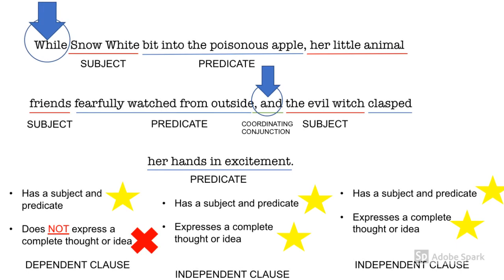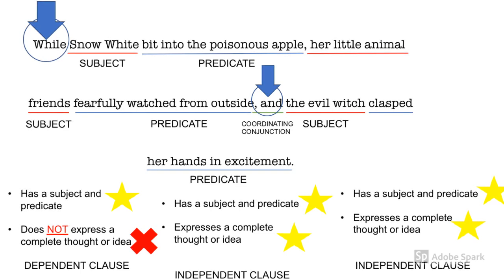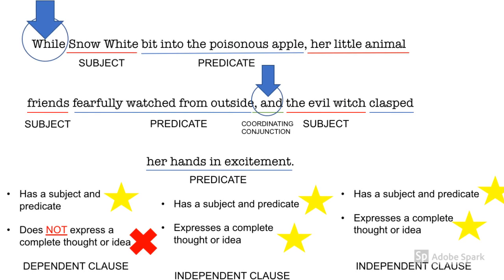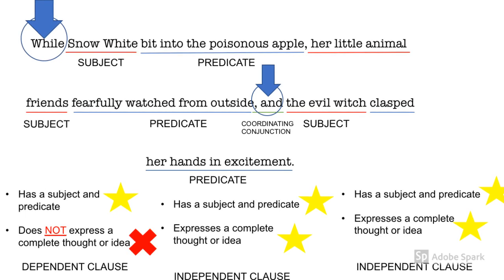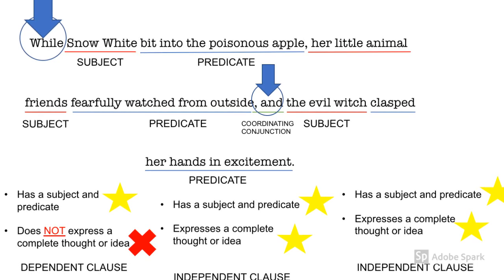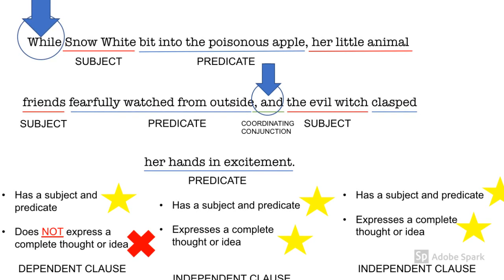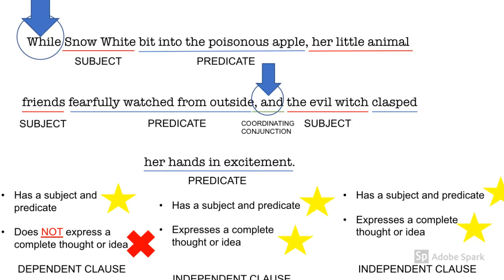The dependent clause is, while Snow White bit into the poisonous apple. We know it is dependent because it does not express a complete thought. It leaves us wondering about what happened while Snow White was biting the apple. The first independent clause is, her little animal friends fearfully watched from outside. And the second independent clause is, the evil witch clasped her hands in excitement. We know they are independent because they both have a subject and a predicate, and they express two separate complete thoughts. Lastly, the coordinating conjunction combining the two independent clauses is the word and. Altogether, the three clauses present the reader with a vivid mental image of what happened to Snow White.